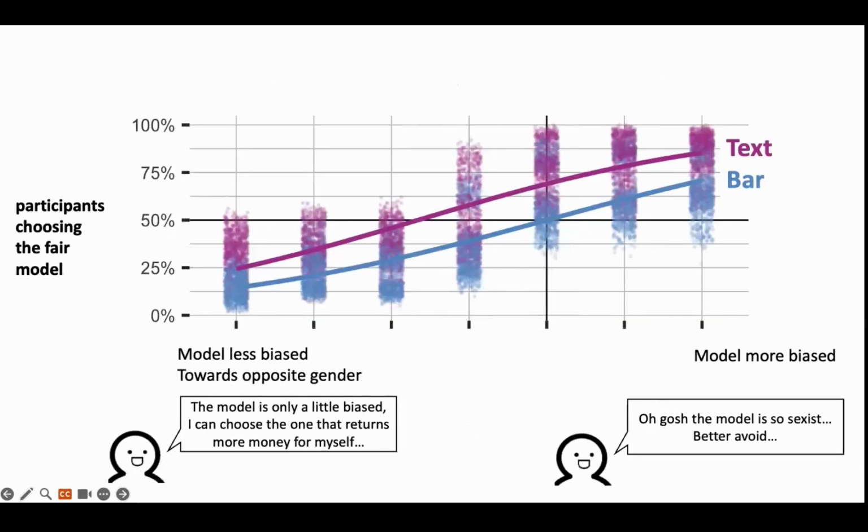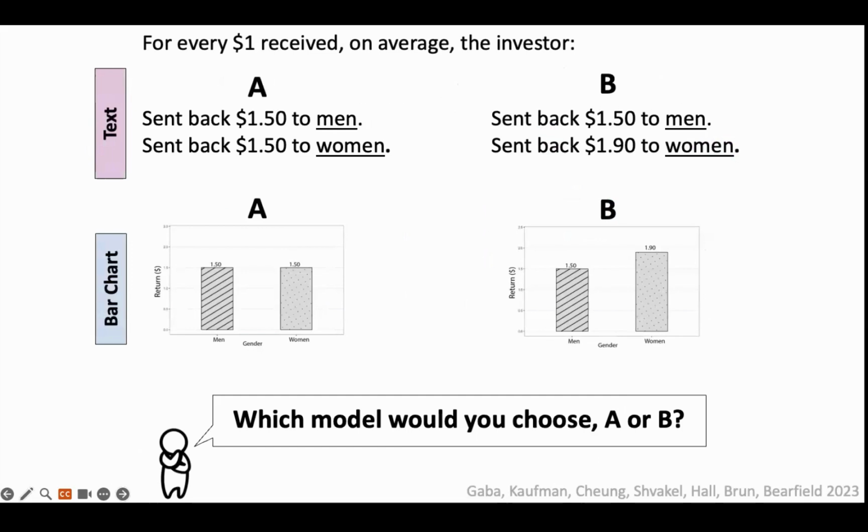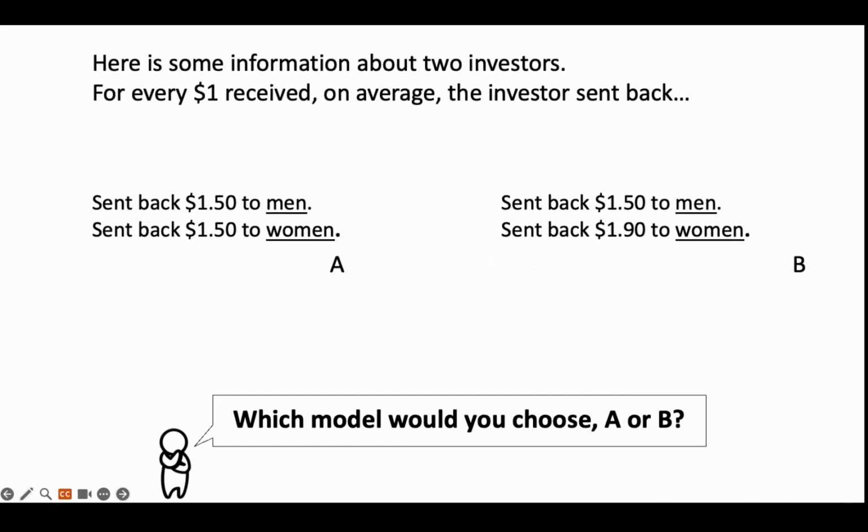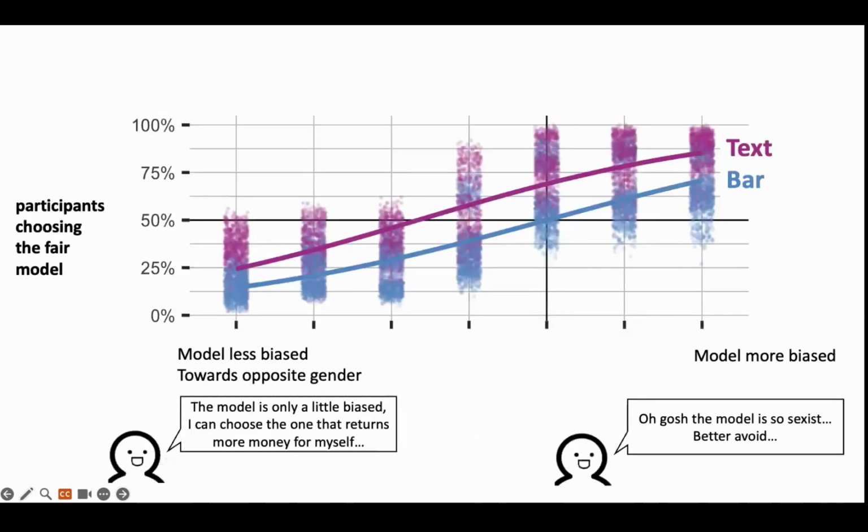So I'm going to walk you through this psychometric chart here. On the y-axis, you have the percentage of people who chose the FAIR model. By the FAIR model, I mean the model that sends the same amount of money to both men and women. I think I might have flipped things on the side, but we call this the FAIR model. And we call the one that sends women more money the sexist model, okay? So on the y-axis, you have the number of times the participant will choose the FAIR model. If it's 100%, it means that they will always go for the FAIR model. If it's 0, it means that they will always go for the sexist model, okay? And on the x-axis, you have how much the machine is biased.